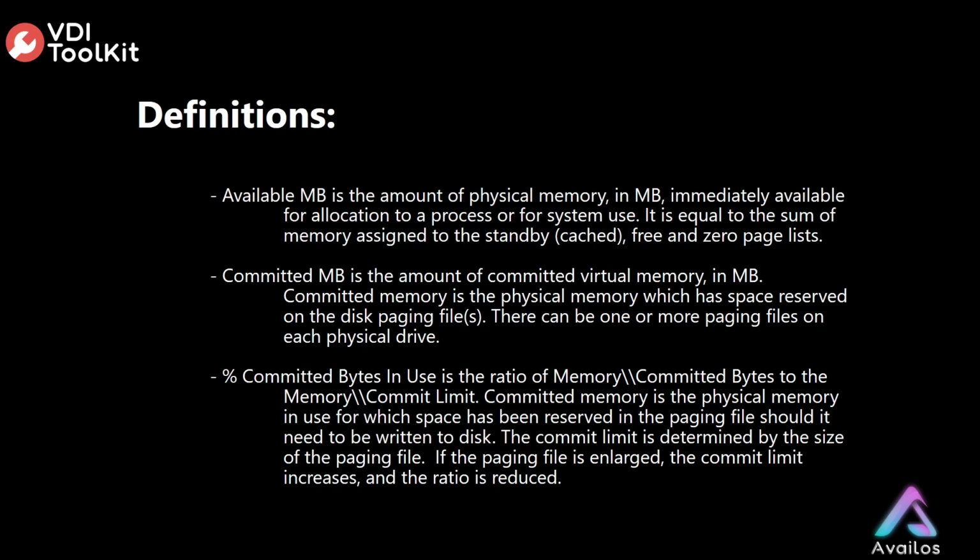Percent of committed bytes in use is the ratio of memory committed bytes to the memory commit limit. Committed memory is the physical memory in use for which space has been reserved in the paging file should it need to be written to disk. The commit limit is determined by the size of the paging file. If the paging file is enlarged, the commit limit increases and the ratio is reduced.